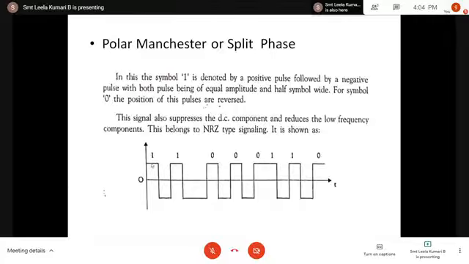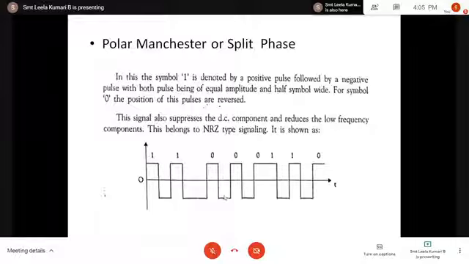If you see the 1, it is represented by means of a positive pulse followed by a negative pulse of half symbol wide, with both pulses being of equal amplitude. And symbol 0 is represented by a negative followed by a positive pulse of half symbol wide with equal amplitudes. So in this way the polar Manchester code or split phase line coding is represented.